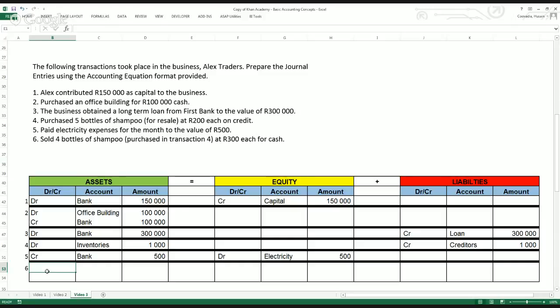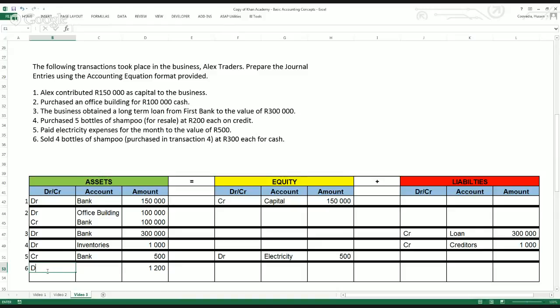Okay, so we get to our last transaction where we sold 4 bottles of shampoo, which we purchased in transaction number 4, at 300 Rand each for cash. All right, so what we are effectively doing here is engaging in our normal sales transactions, the normal everyday activities, okay? So from the 5 bottles that we previously bought, we are now selling 4 of them. So 2 things are happening. Number 1, a sales transaction is taking place. So we are receiving money for the bottles of shampoo that were sold. So 4 times 300, we start off with the amount, 1,200.